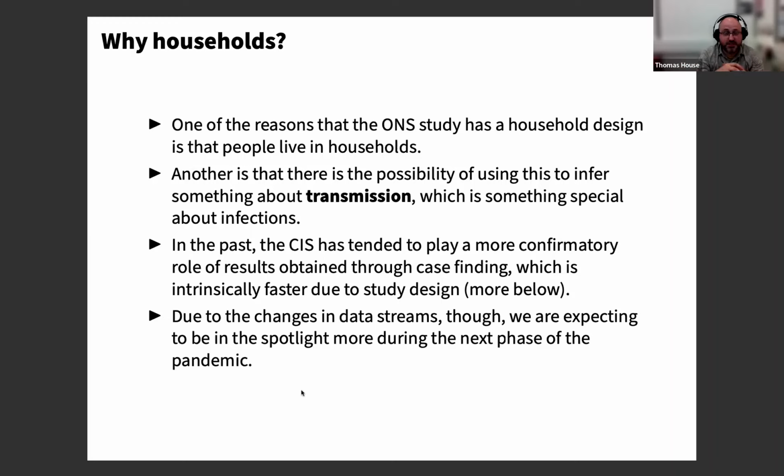And this goes back to Reed and Frost, I guess, in the Baltimore epidemic and the Tecumseh flu study. I'll talk a bit about that in the next slide, actually.